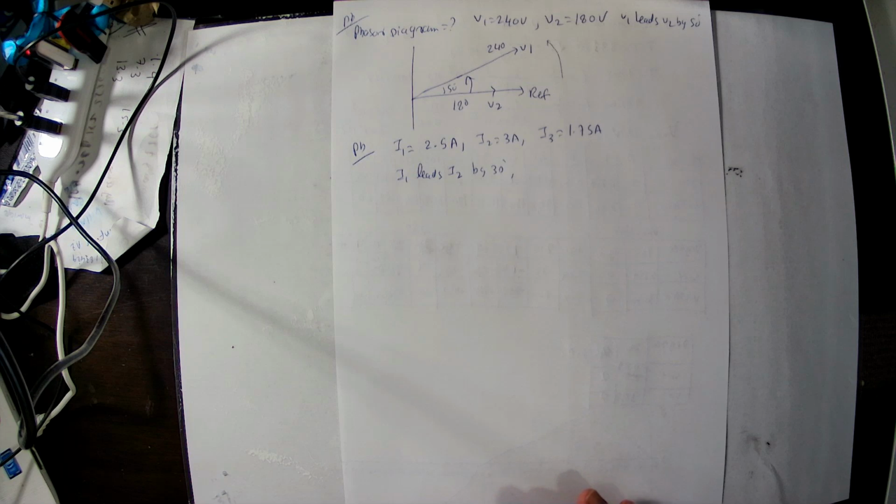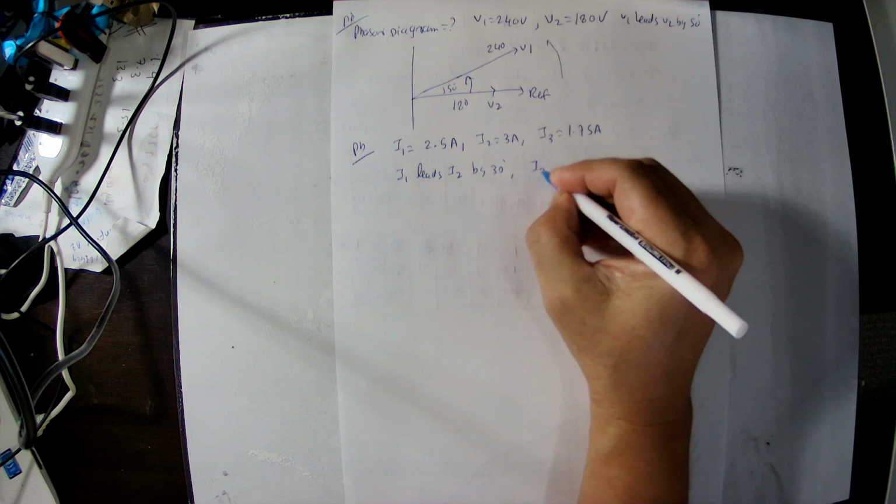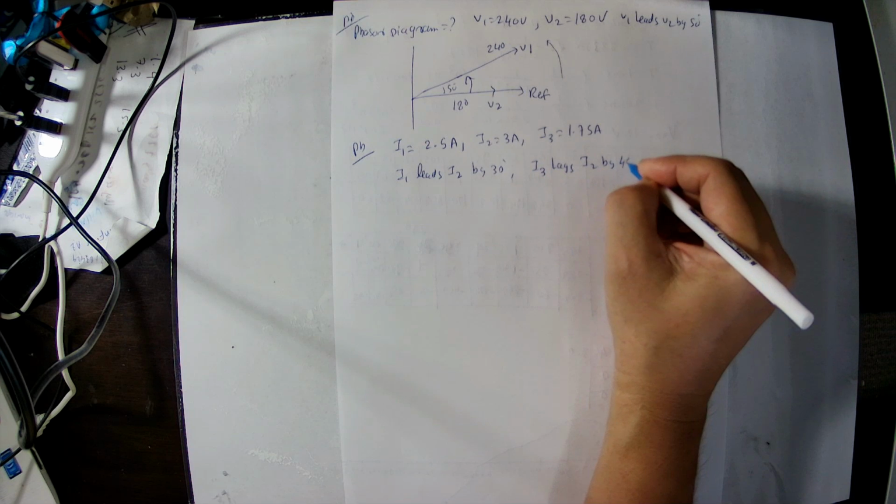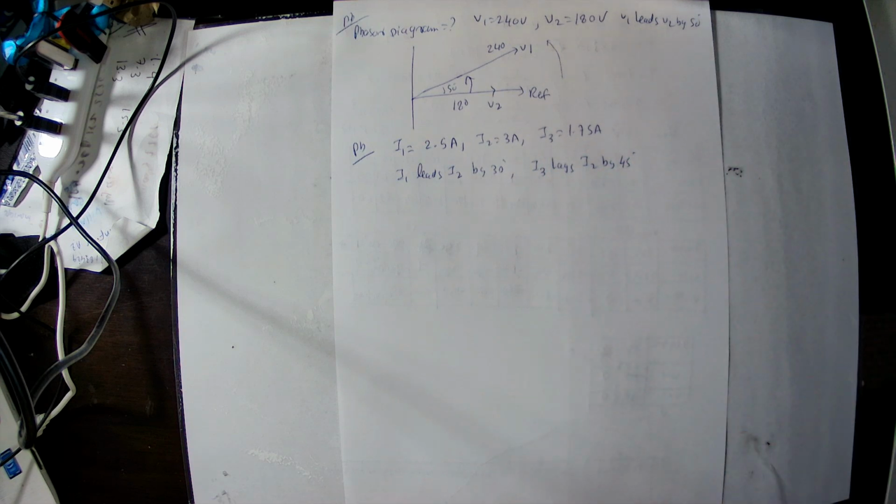I1 leads I2 by 30 degree. Then I3 lags I2 by 45 degree. So I1 leads I2 by 30 degree, and I3 is less than I2 by 45 degree. Those are the given values, so that we have to calculate.